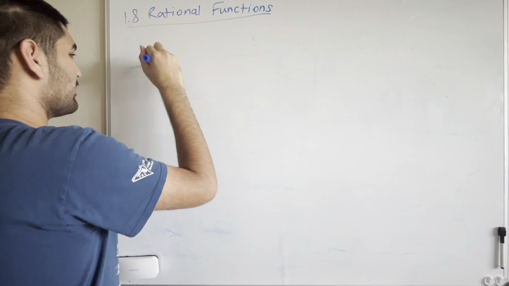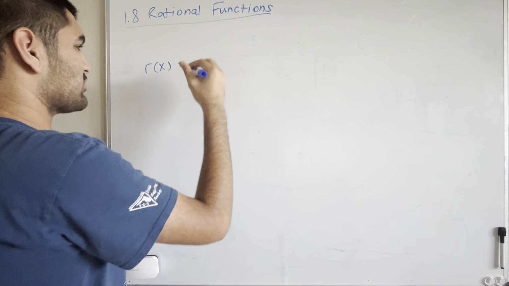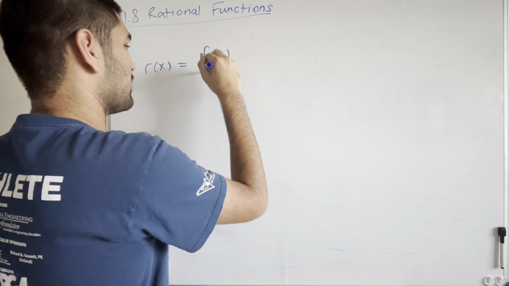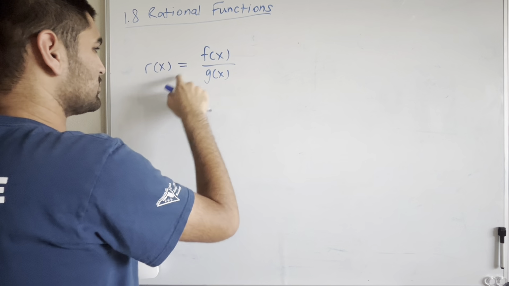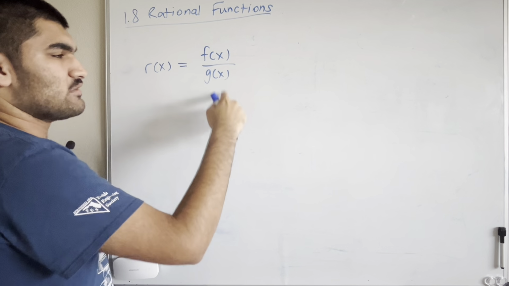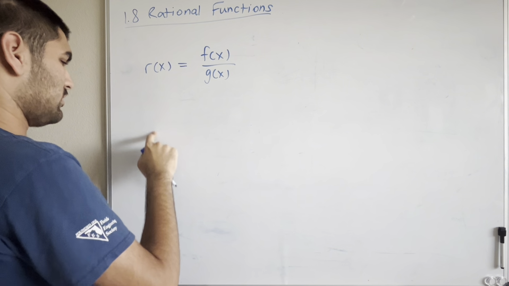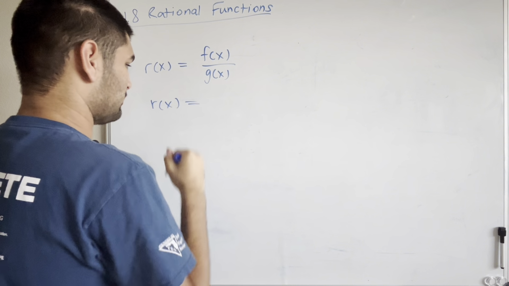To begin with, let's define what a rational function is. Let's suppose we have some rational function r of x, and a rational function is basically just a ratio of polynomial functions. So r of x is equal to f of x over g of x, where f of x and g of x are both polynomial functions.